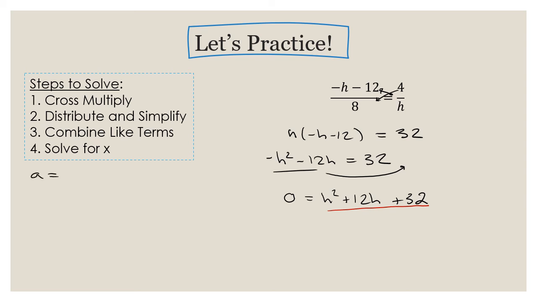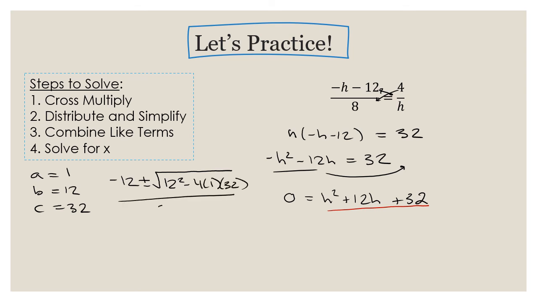So I'm going to let my A be 1, my B is going to be 12, and C is going to equal 32. So I'm going to get negative 12 plus or minus the square root of 12 squared minus 4 times 1 times 32, all this over 2 times 1. Simplify this out, you're going to get negative 4 and negative 8. So your answer here is going to be negative 4 and negative 8.